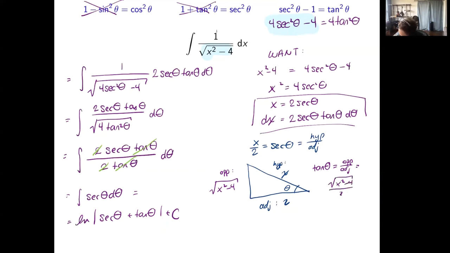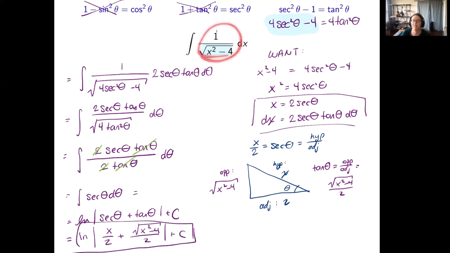So now I can come back here to my antiderivative and I can rewrite this as the natural log of the absolute value of secant of theta, which is x over 2, plus tangent of theta, which I found is the square root of x squared minus 4 divided by 2. And this is the antiderivative of that function.